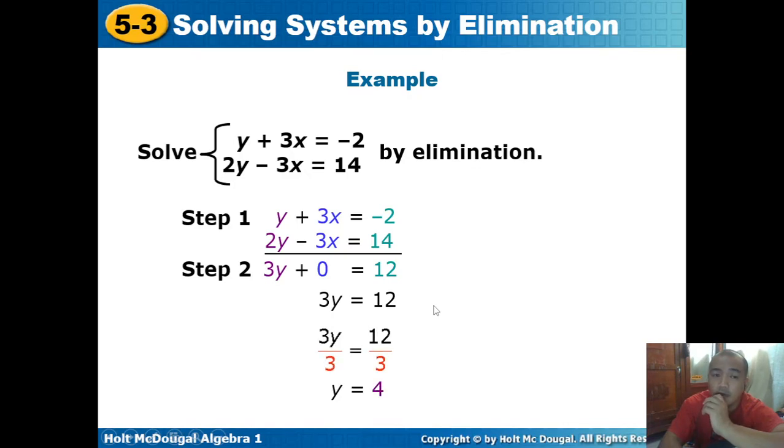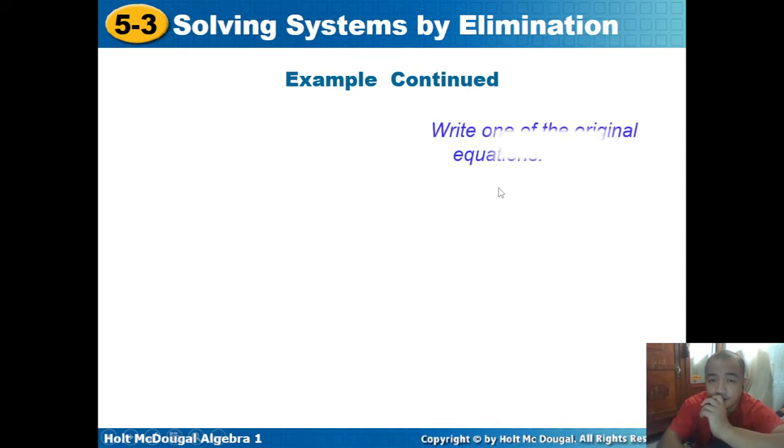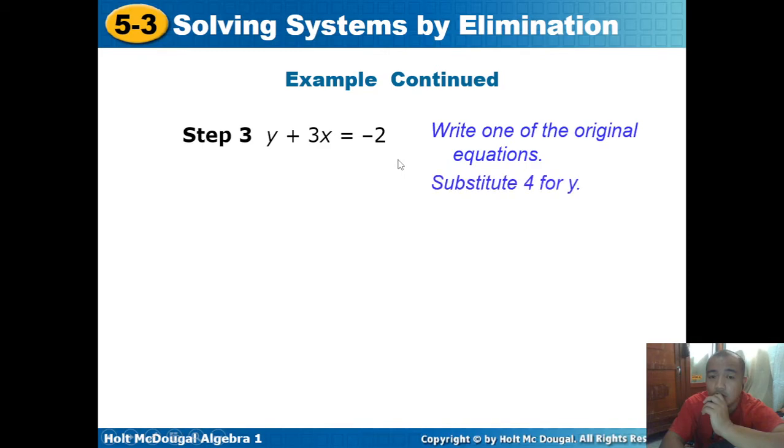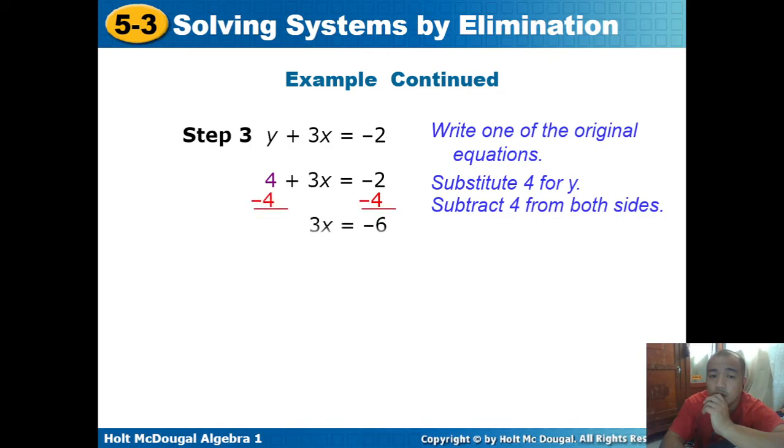Y equals 4. So after solving for y, let us now solve for x by substituting the value of y to equation 1 or equation 2. Let's use y plus 3x equals negative 2. Substitute 4 in y. 4 plus 3x equals negative 2. Then subtract 4 from both sides. 3x equals negative 6.